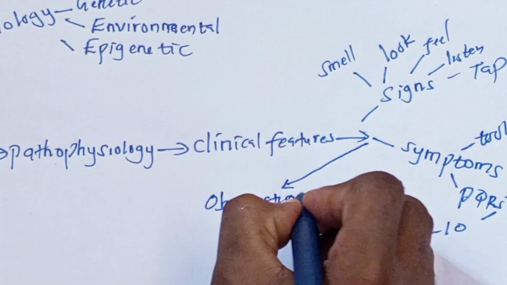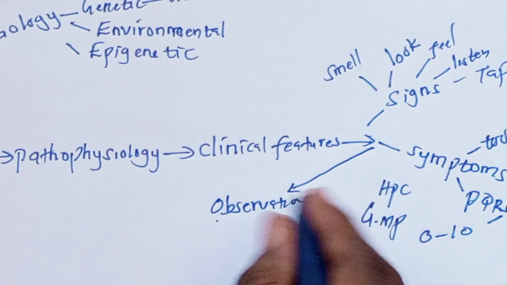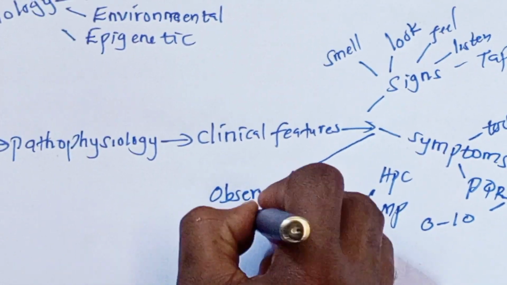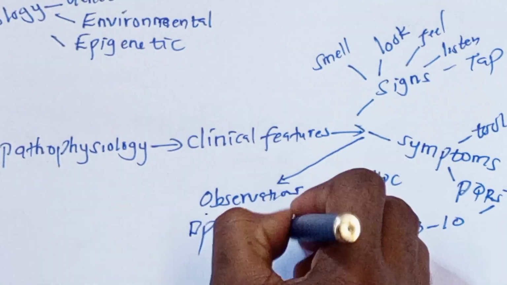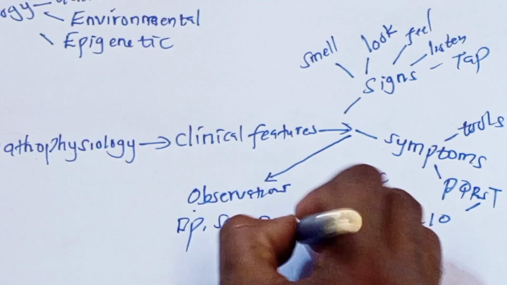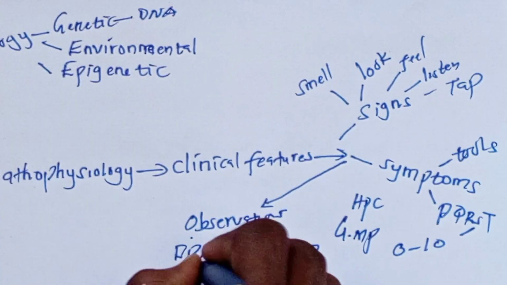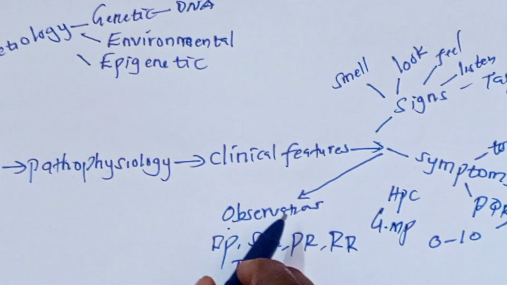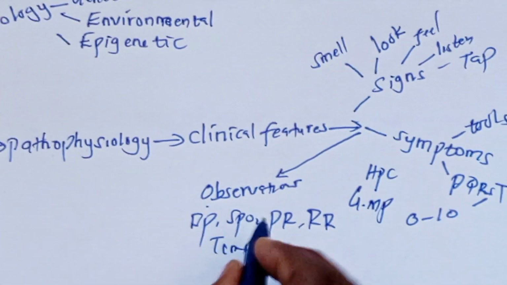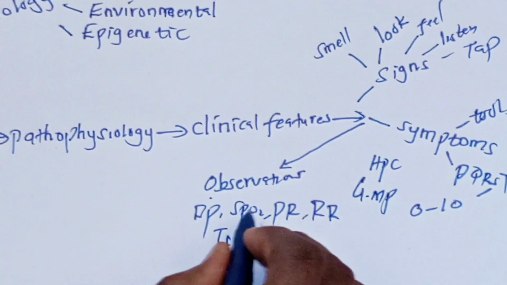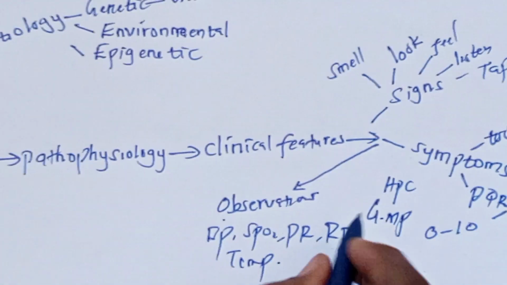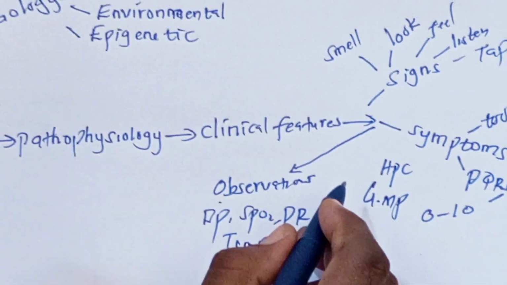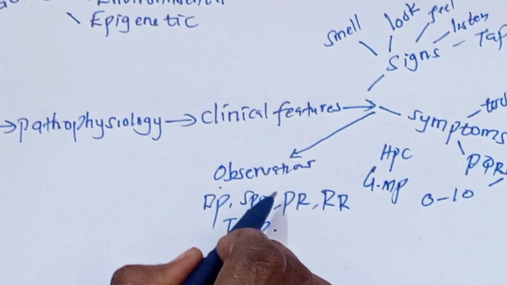So observations are the internal function of the body. For example, we have the BP, we have the SpO2, we have the temperature, we have the respiratory rate. From the observations, we can measure and record blood pressure, SpO2, that is oxygen saturation, PR, pulse rate, respiratory rate, and temperature. So we can recognize the compelling symptoms of the patient from these observations.